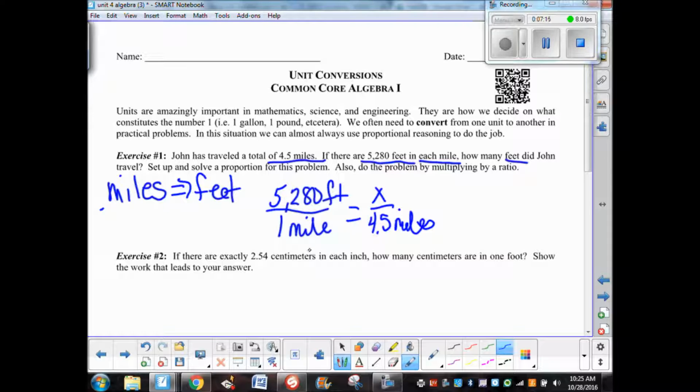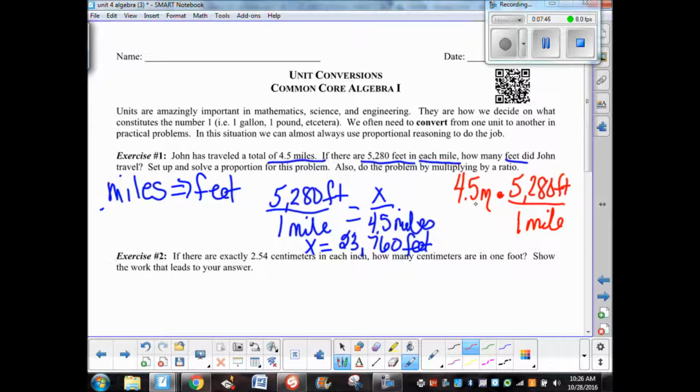And then I would do that cross multiplying, and I end up with 23,760 feet. Okay? So it says also do the problem by multiplying by a ratio. So I'm thinking, okay, 4.5 miles times 5,280 feet per 1 mile. That's exactly what's happening here, and that's exactly what we did in this. So when we think about our units, our miles would cancel.